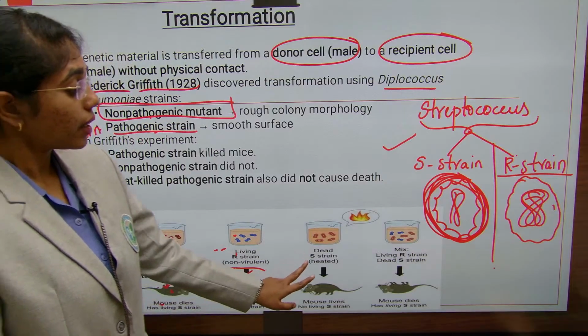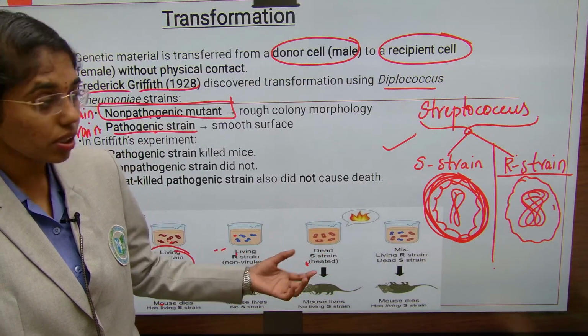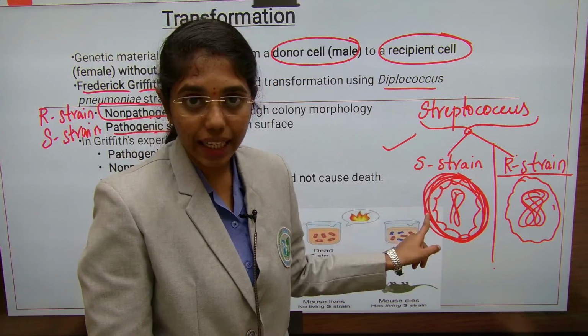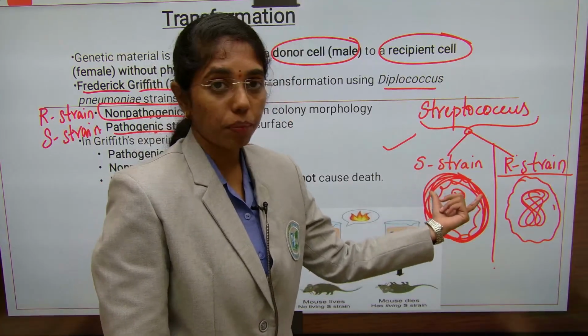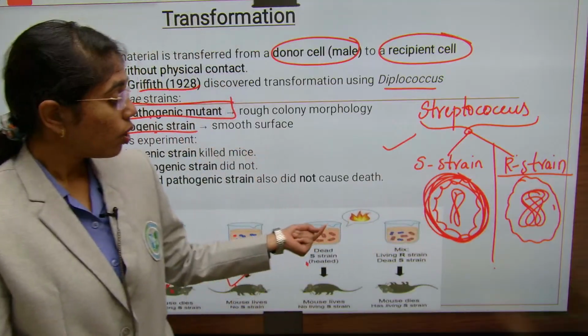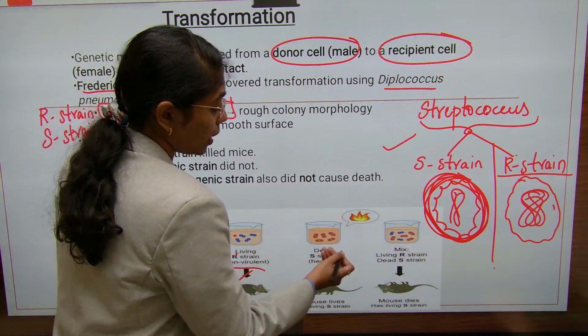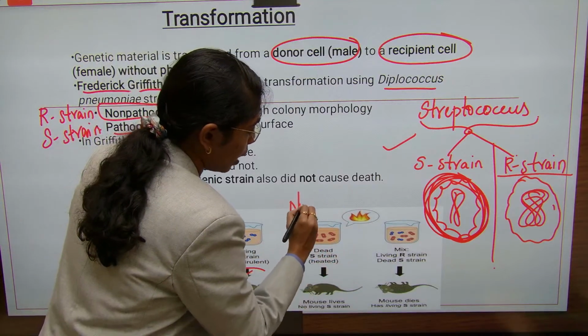Heat-killed S strain: when the S strain is heated at high degree Celsius, the smooth layer will disintegrate. The envelope, the cell wall around the bacteria, will get disintegrated, which will make the strain non-virulent. So heating up the S strain is making it what?